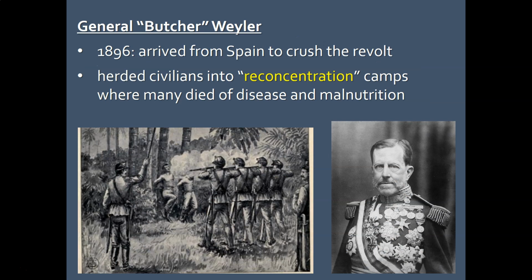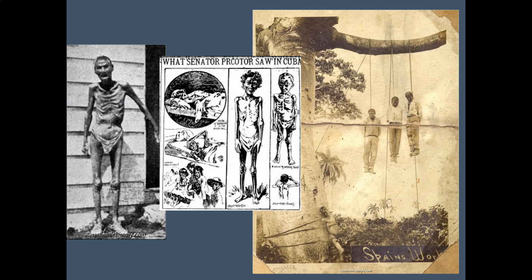Now, to put down this rebellion, the Spanish sent over a general by the name of Weyler. General Weyler was known by American newspapers, anyway, as the Butcher, because he came in and really lowered the boom on the Cuban people. He put civilians into what he called reconcentration camps, which basically means civilians were being held hostage so that the rebels would stop fighting. Hopefully they'd give up because they knew their family members were being held in these disease-ridden camps where people were starving.